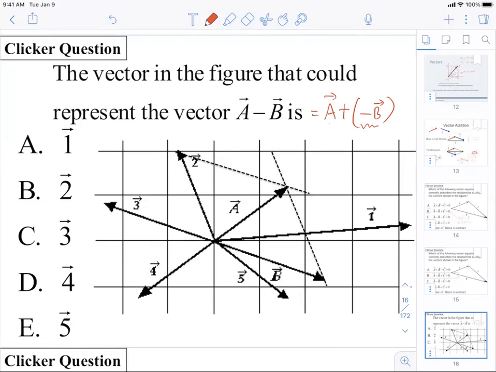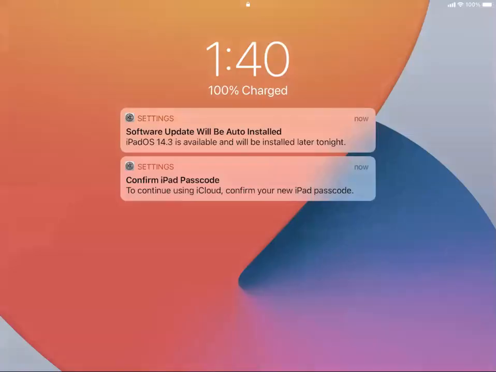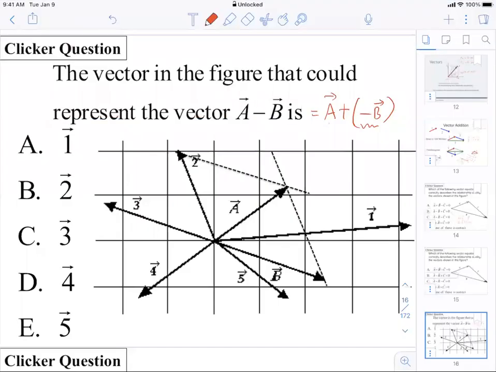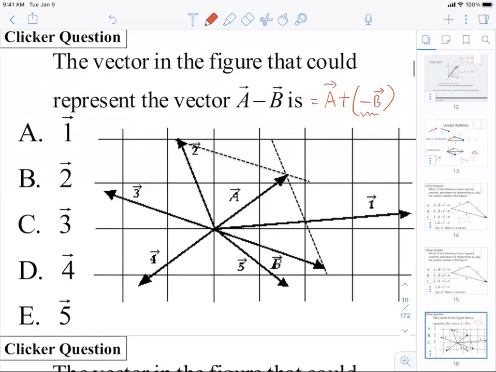Can I go? Yes, Sergio? Okay, so I chose B because I looked at the thing you said where A plus negative B, and I thought negative B would be a vector of the distance just facing the opposite direction. Okay, so you chose to do A plus negative B, right? Yeah. Okay, so let's see how that works.